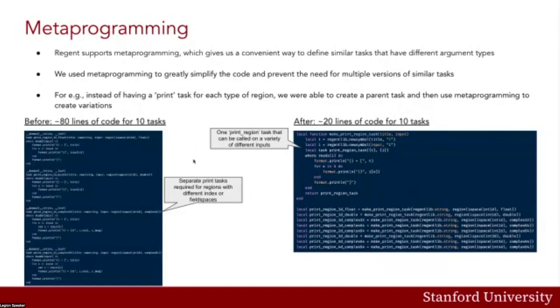So on the left-hand side, we have the original code, which basically had a different print task for every type of region that we might have had. Whether it was a float, a double, a complex 32, a complex 64, we needed a different print task, and with 10 different versions that added up. So using metaprogramming, we just defined a parent task, and then for each of the different regions, with just one line of code, we were able to define those. All in all, we went from 80 lines of code down to 20. This was a neat way to illustrate how metaprogramming can be useful.